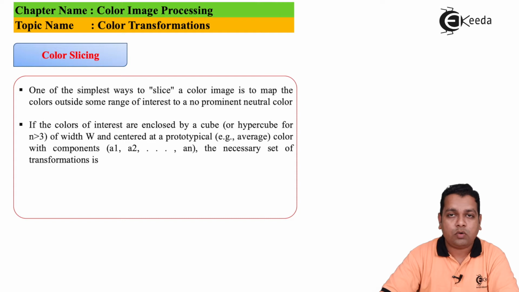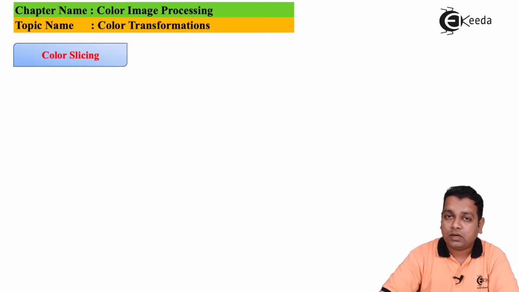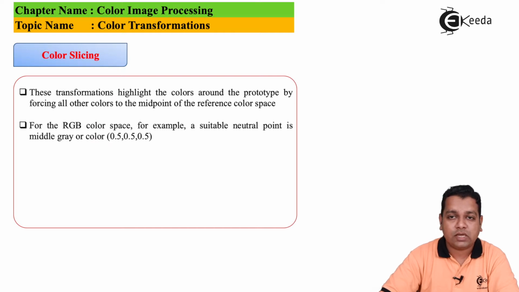The necessary set of transformations is given by: s_i takes the value 0.5 if the condition |r_j - a_j| > W/2 is satisfied for any j ranging between 1 to n, where i is 1 up to n. If this condition is false, the assignment to s_i will simply be r_i as it is. These transformations highlight the colors around the prototype by forcing all other colors to the midpoint of the reference color space. For the RGB color space, for example, a suitable neutral point is middle gray, so we can represent the values as 0.5, 0.5 and 0.5.